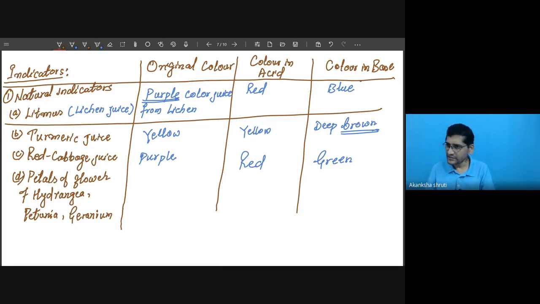A student, these have different colors and they are giving different colors. Okay, mostly if we consider the hydrangea petals, they are purple. Mostly they are purple, but even hydrangea petals of different color are also obtained, like light purple, dark purple. So their color need not be mugged up.